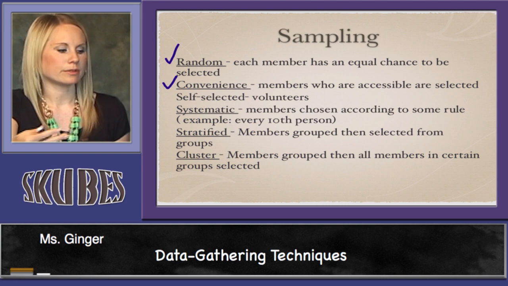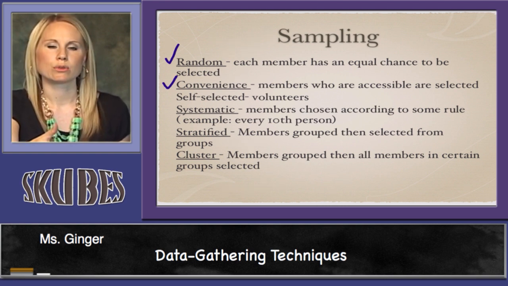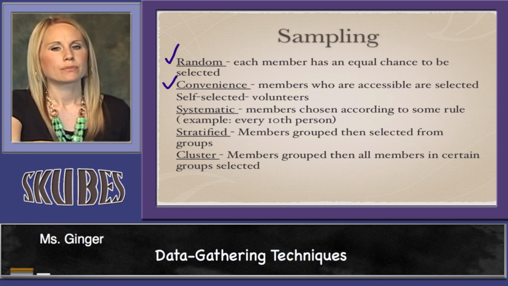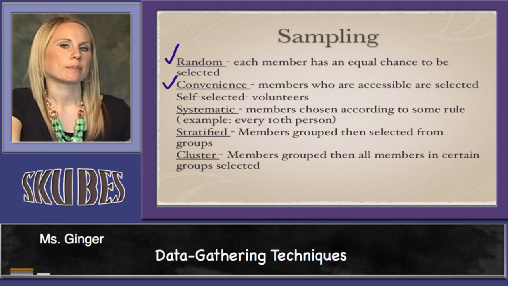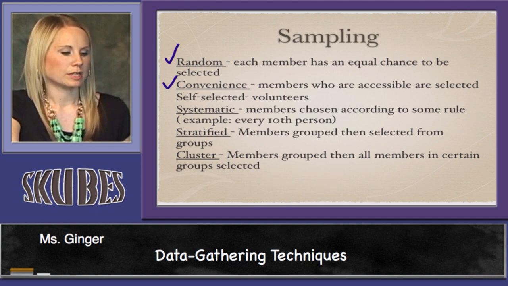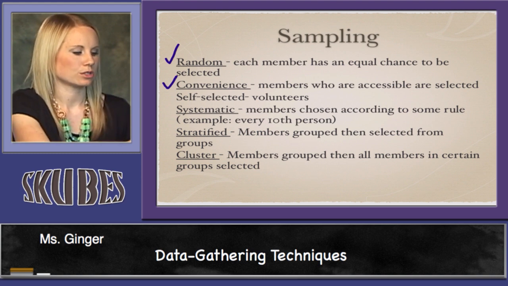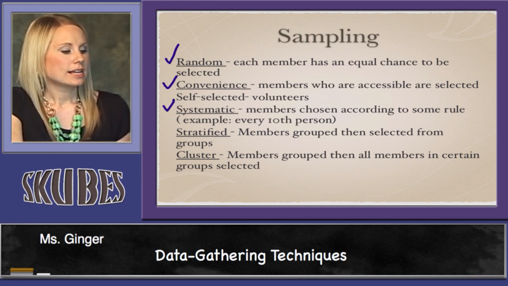Convenience is another type of sampling, and that is when you're just using whoever's around you. If you're sitting out in front of a store and you just happen to survey whoever comes by, whoever's near you, that is a type of sample where members are easily accessible. Okay, so you're just sampling whoever's there at the time.